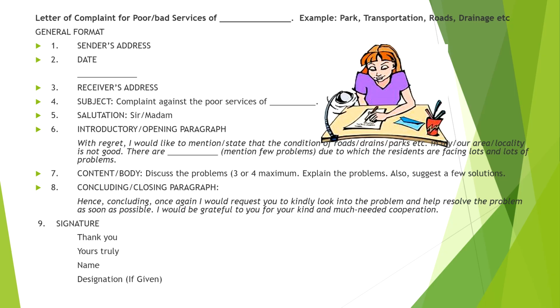If you go to the previous slide, you will see that in the letter of complaint for goods, I have not written thank you. So this is the difference between a letter of complaint for poor or faulty goods and a letter of complaint for poor or bad services of the facilities which we enjoy.